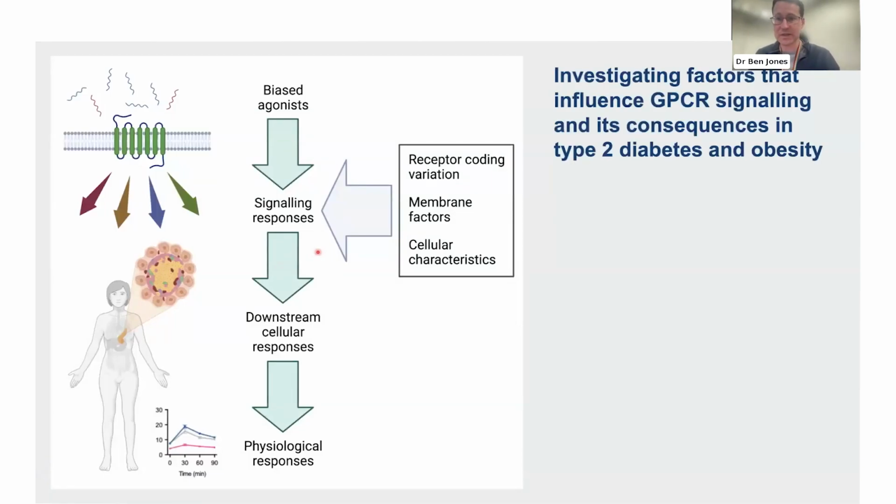So my lab is interested in understanding the factors which can influence G protein coupled receptor, or GPCR, signaling, and the consequences that this can have in type 2 diabetes and obesity. I'm going to focus particularly on this topic here, biased agonism. But I'm also interested in the impact of missense variants in the target receptors that we study, and other things like the local membrane environment in which these receptors are sitting. And we use a variety of different in vitro and in vivo approaches to measure these differences, with the aspiration to try and translate these findings into humans in the future.